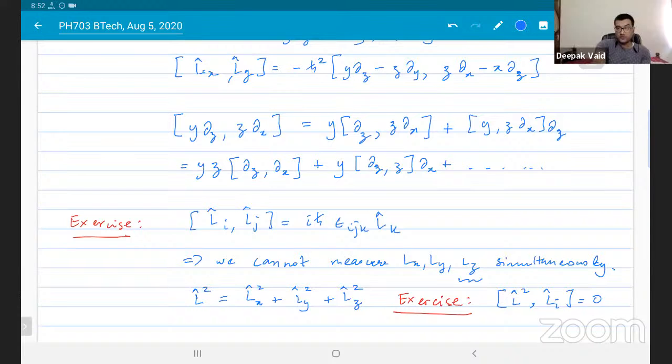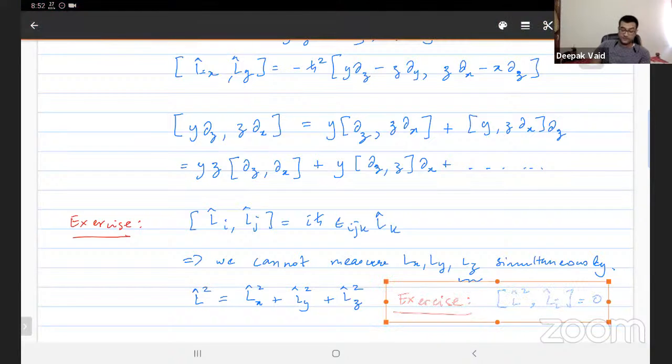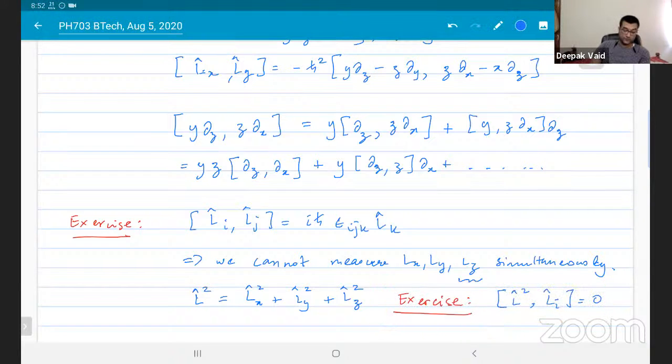Okay, am I audible? Yes, sir. Okay. So this operator L square commutes with all of the individual components Lx, Ly, and Lz. This is an exercise. You should show this.